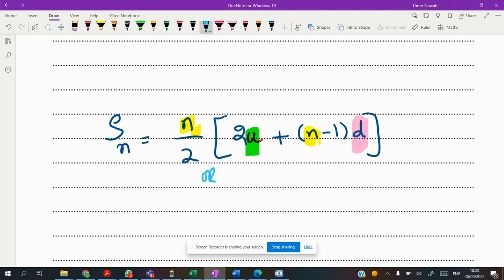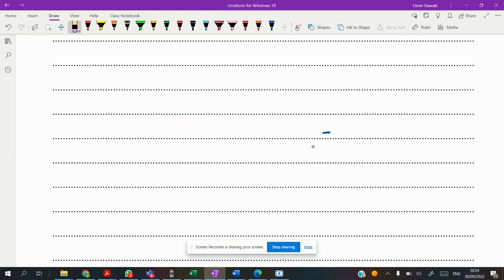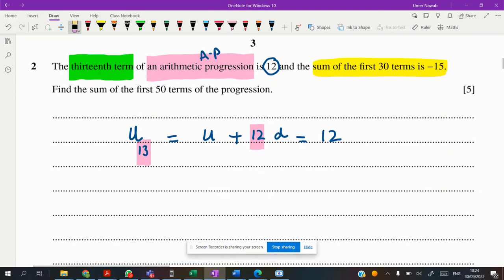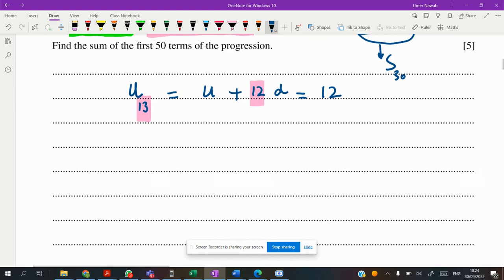There is one more formula which we use for arithmetic progressions: Sn is n times the average of the first and the last term. Supposedly, if the examiner has given you the last term, then you can use this formula. But mostly we use the other formula. Let's read the question. It says the sum of the first 30 terms. This word first is very important, guys. Please keep it in your mind. When I say first 30, it means I'm talking about S30.